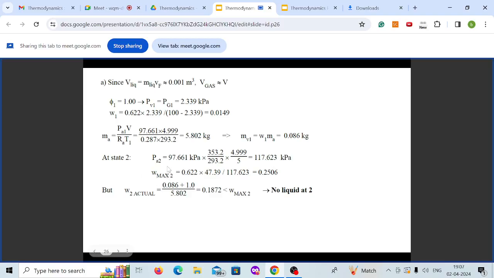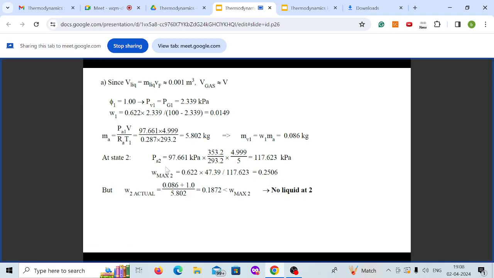So what is the maximum specific humidity which can happen at state 2? The maximum is given by the saturation pressure corresponding to 80 degrees Celsius. So W max is 0.622 times the saturated vapor pressure corresponding to 80 degrees Celsius, which is 47.39, divided by the pressure of dry air, which is 107.623. So this gives you W max as 0.2506.